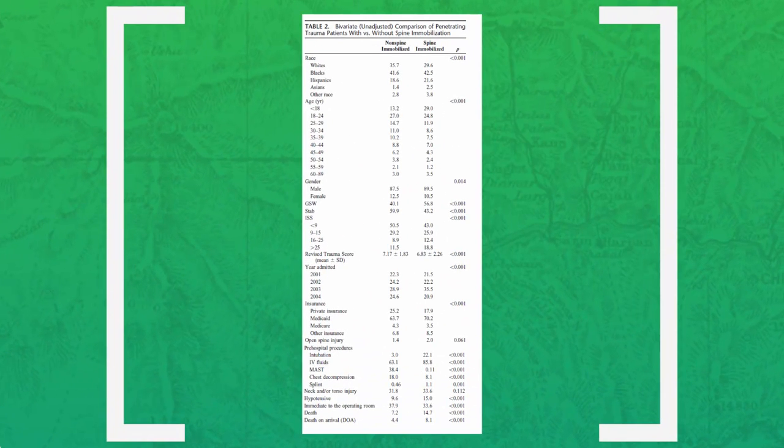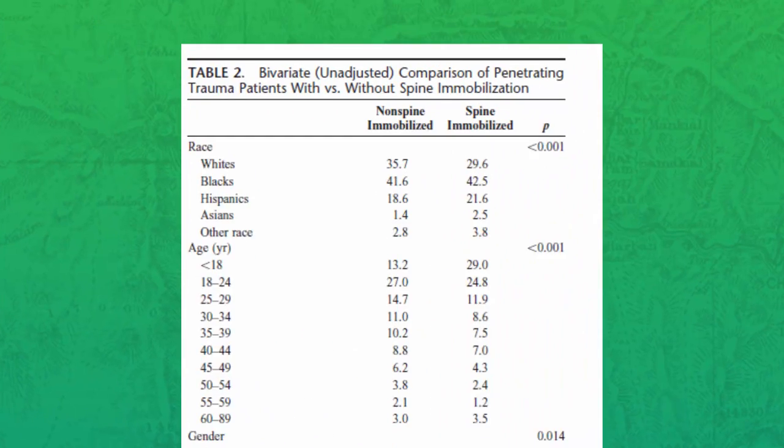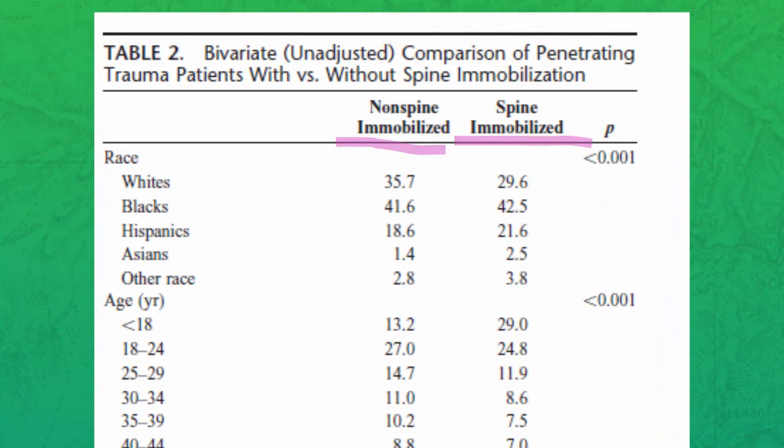For example, here we have this table 2 of a study that did exactly that. They looked at people who were immobilized compared to not immobilized, and they looked at their mortality outcomes. But first they looked at, well, let's just see if these groups are actually comparable.